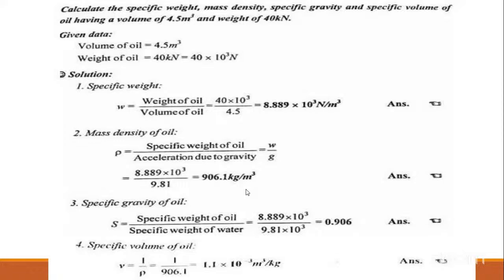The first one we are asked to find is specific weight. Specific weight is weight over volume. So the weight is known, 40 times 10 raised to 3. The volume is 4.5. So 40 times 10 raised to 3 divided by 4.5. That will give us that value, 8.889 times 10 raised to 3.